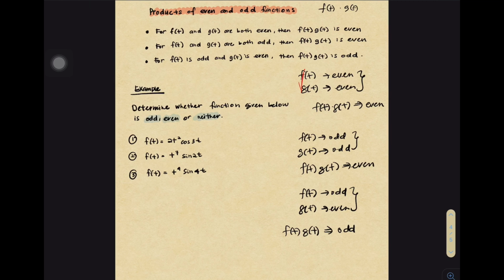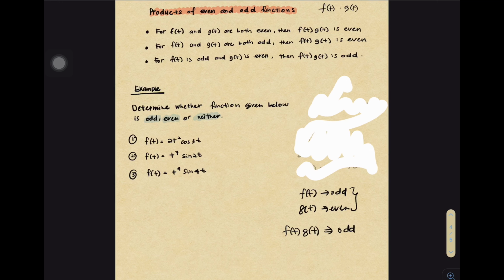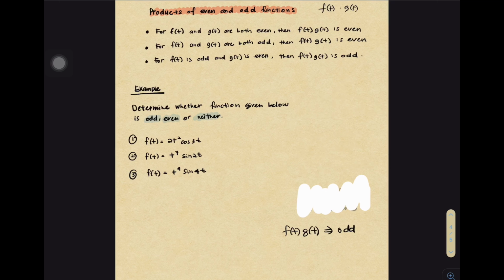If you are given f(t) equal to 2t squared cos 3t, you can see that in this function you have two functions of t. The first function of t is 2t squared, and the second function of t in this equation is cos 3t. Let's denote the first one as f(t) and the second one as g(t). So let's check whether f(t) is even or odd, and whether g(t) is even or odd. Then we can conclude whether our overall f(t) is even or odd.